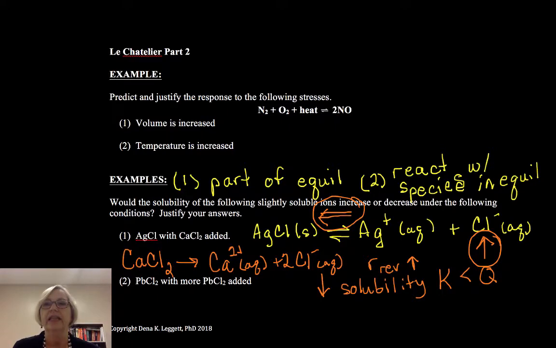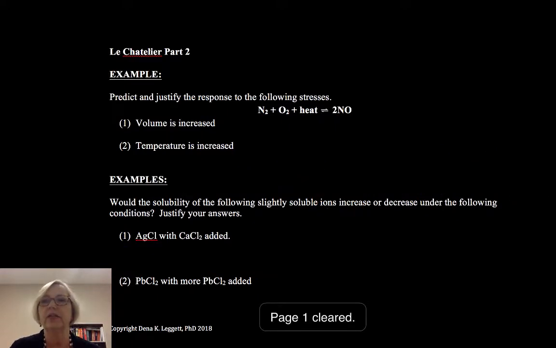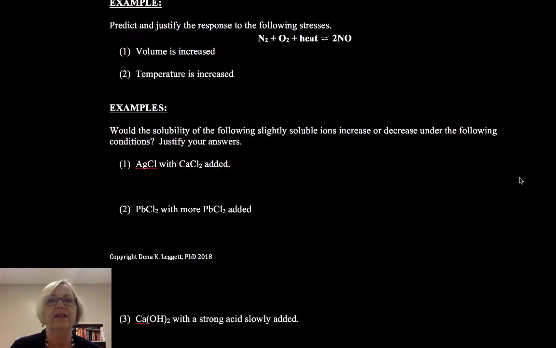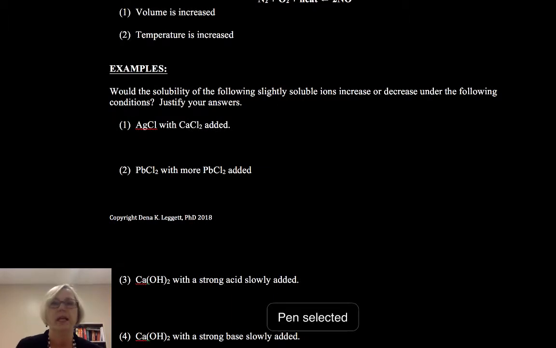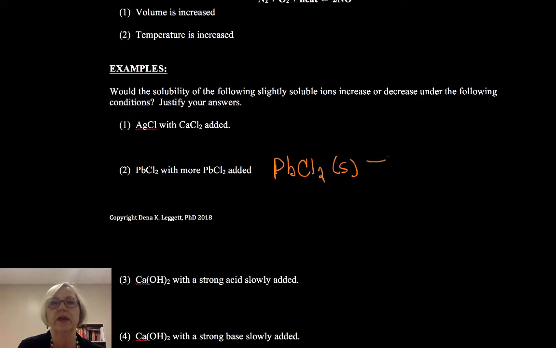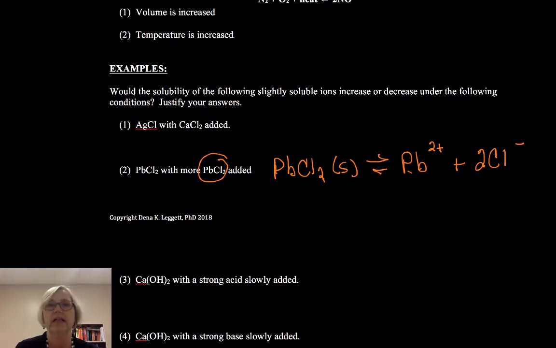All right, the next one looks like it's similar, but there is a caveat here. So here we go. We've got our lead chloride equilibrium. It's a slightly soluble salt. I'm going to get lead ion and 2 chloride ions. And the question says we add more lead solid. We've increased our lead solid.